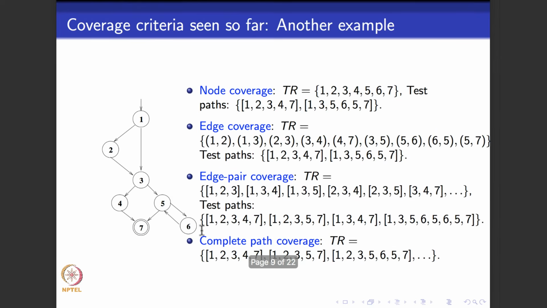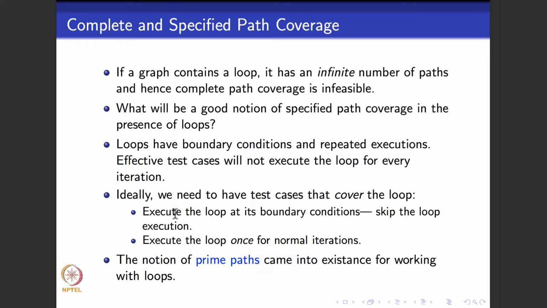I have this graph with loops, right? The only way I've touched upon this loop is to be able to do complete path coverage. But that's not very useful because it gives rise to an infinite number of paths, right? So is there a midway solution? So the question that we want to ask is what will be a good notion of specified path coverage in the presence of loops?